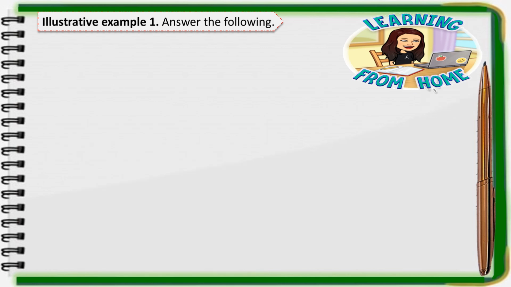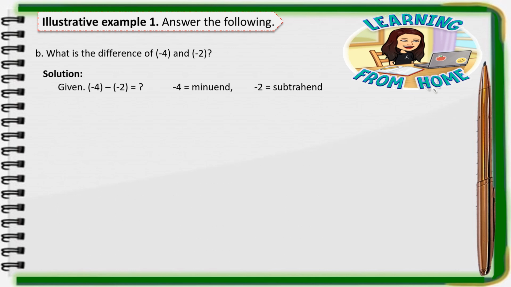Okay? Next example. What is the difference of negative 4 and negative 2? Okay, so ganun pa rin ang ating gagawin. Isulat ang given. Meron tayong negative 4 as the minuend and negative 2 as the subtrahend. And we are looking for the difference. So, sundin pa rin natin yung 4 na steps. Unang step, kopyahin ang minuend, negative 4.